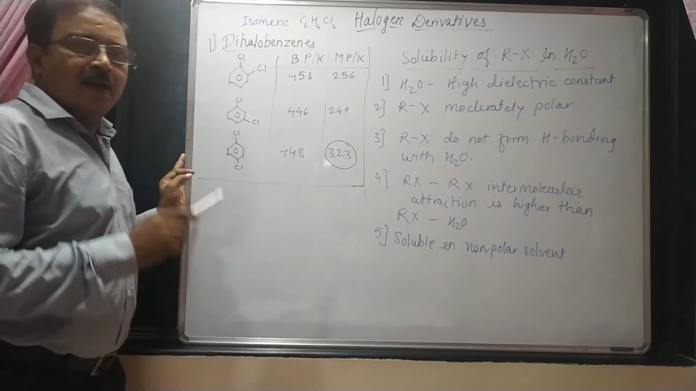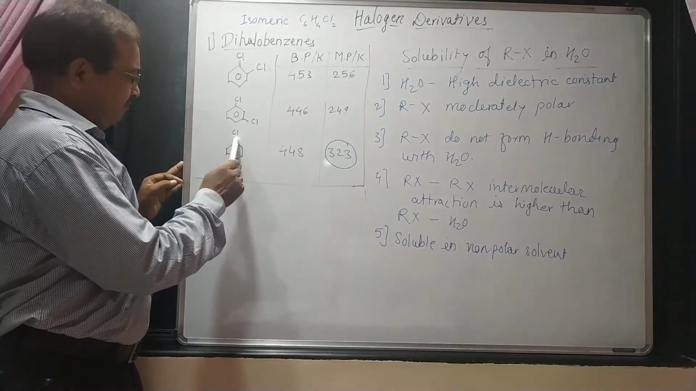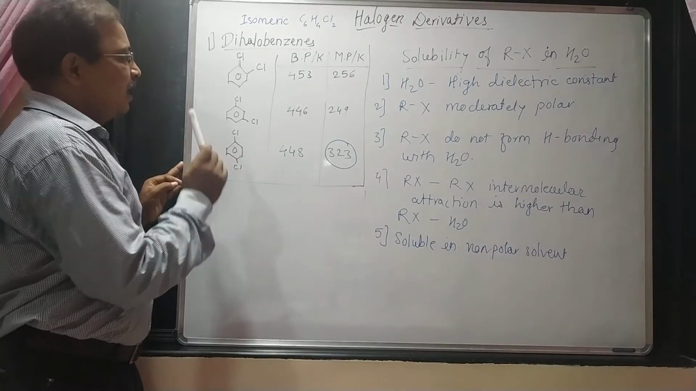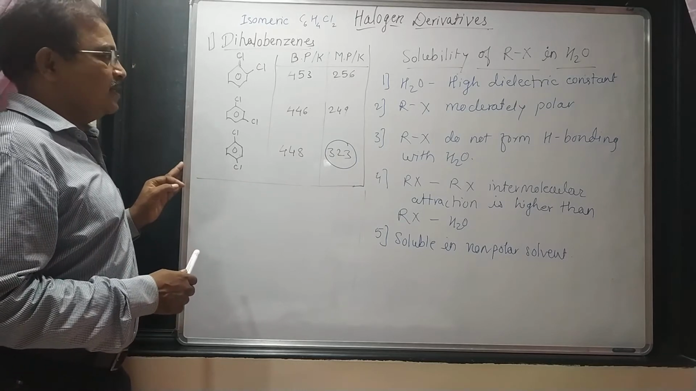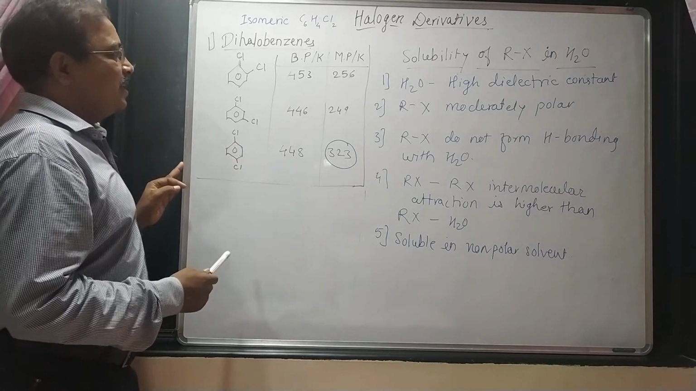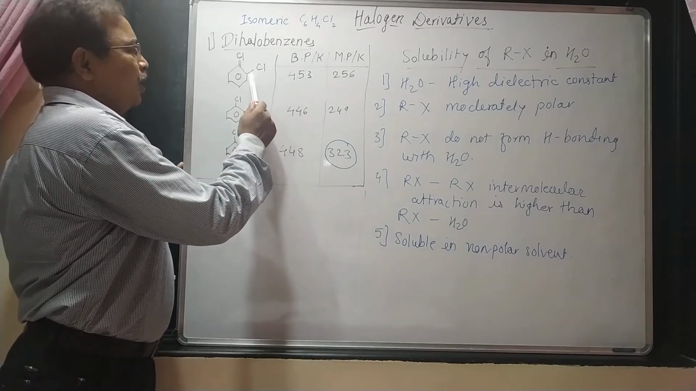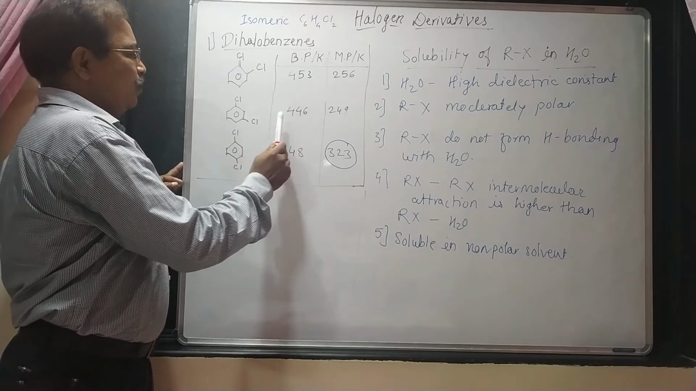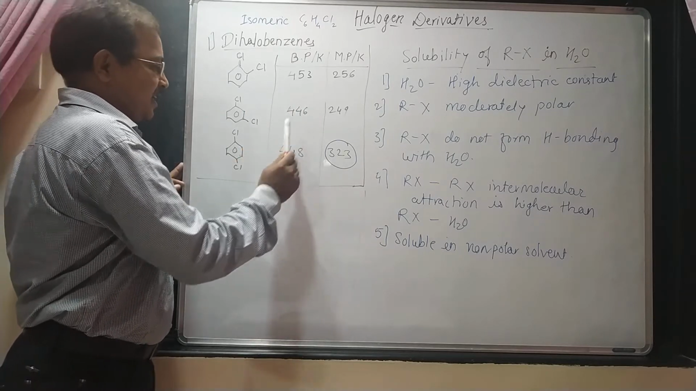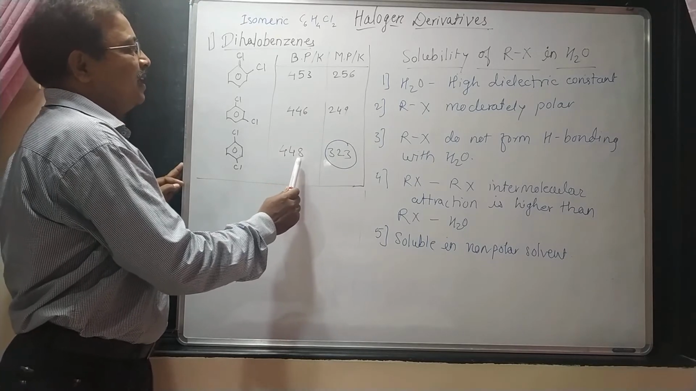In this one, the chlorine atoms are attached to the first and third carbon atoms. Therefore, it is called metadichlorobenzene. In this one, the first and fourth carbon atoms have chlorine atoms. Therefore, this is called paradichlorobenzene. Now, let us try to understand the variation of their boiling points. Orthodichlorobenzene has 453 Kelvin, metadichlorobenzene has 446 Kelvin, and paradichlorobenzene has 448 Kelvin.